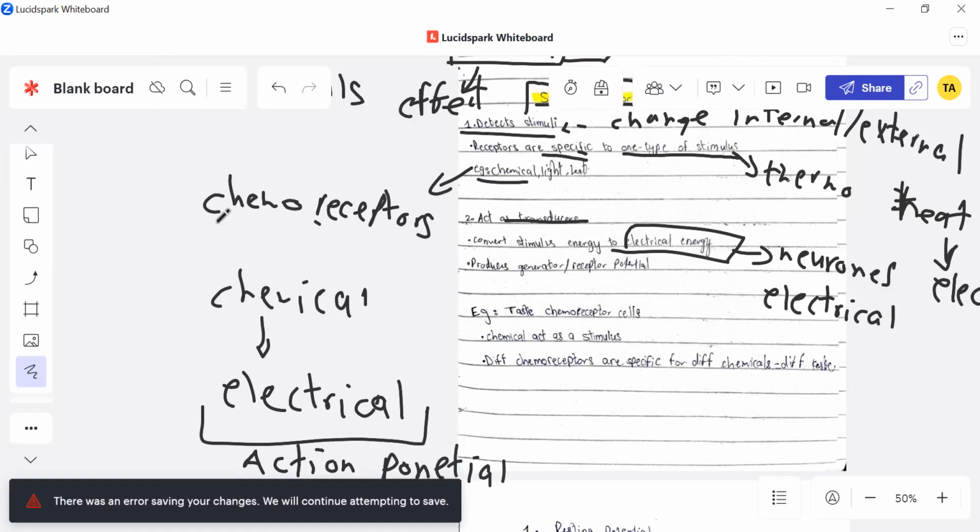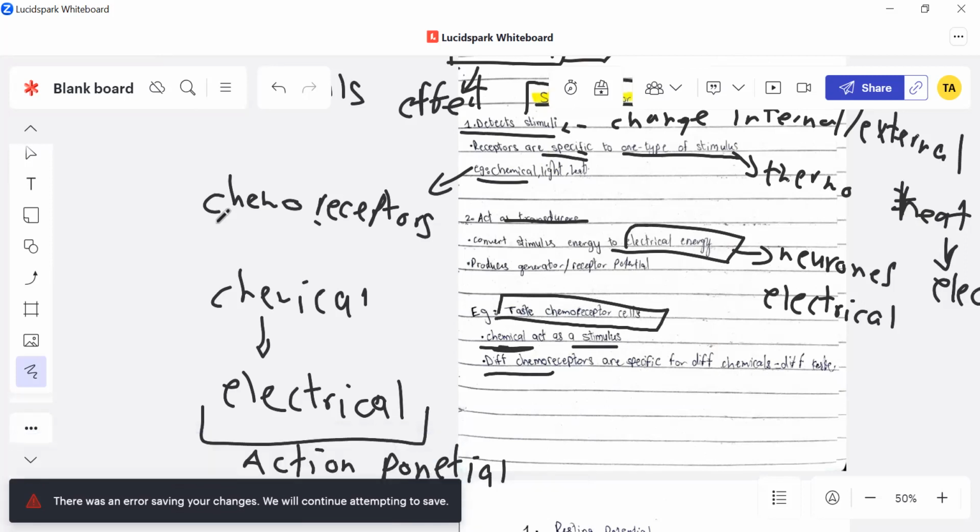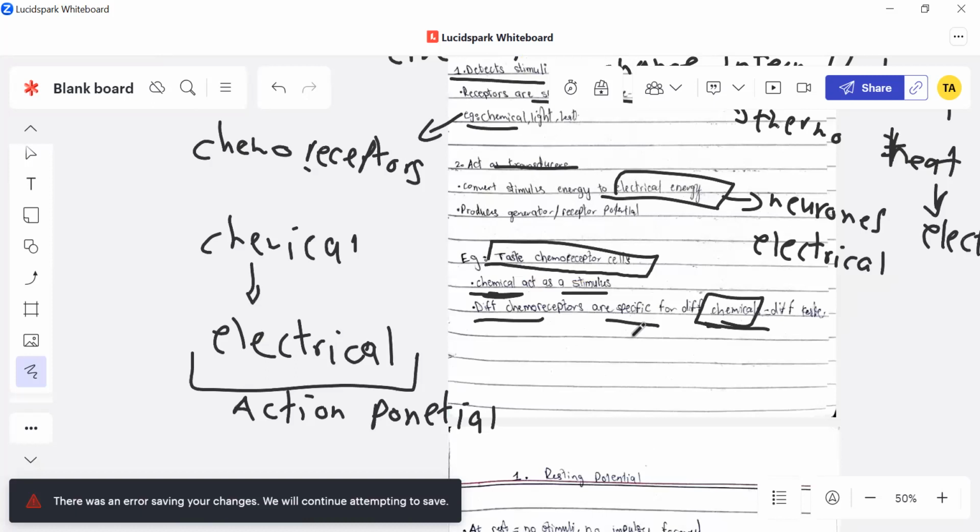An example of receptors in your body are the taste chemoreceptor cells found on your tongue. In this case, the chemical acts as a stimulus, and there are different chemoreceptors specific for different kinds of chemicals. When you eat something, it will release chemicals. The saliva will break down chemicals, and these chemicals would be detected by the chemoreceptors. The chemoreceptors then convert the chemical energy into electrical energy and generate an action potential.